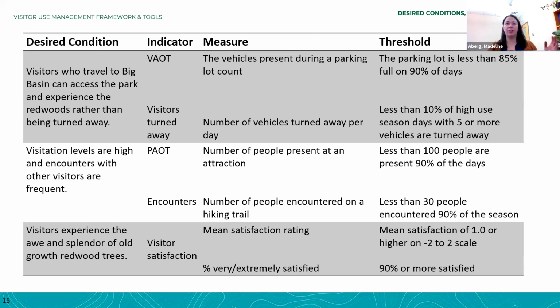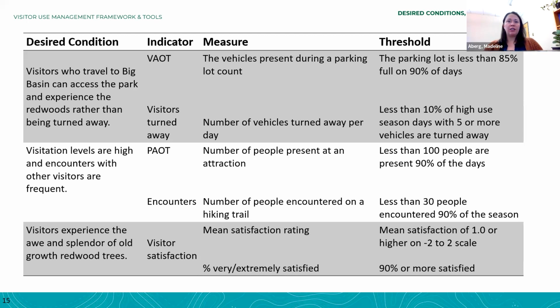And so that's kind of considering the entire high use season. We expect people, or vehicles, to be turned away at some points, but we don't want it to cross this threshold of what we've deemed as unacceptable, or the minimum acceptable condition. For our people at one time indicator, a threshold might be that there are less than 100 people at a viewpoint, or this attraction viewpoint, on 90% of the high use season days. For encounters on a hiking trail, we might set a threshold of encountering less than 30 people on the trail over 90% of the season days.